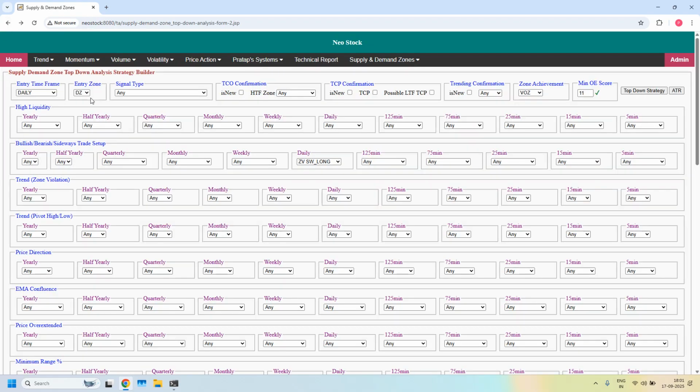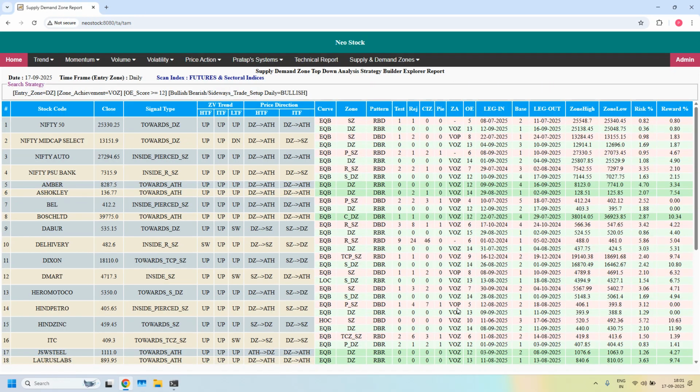Next, sideways short trade setup or daily supply zone. Sideways short, no stocks. Next, bullish trade setup, daily demand zone. Here bullish, minimum odd enhancer score 12. And you got a total 31 stocks supporting bullish trade setup for monthly income trade, and all the entry time frame zones are daily demand zones. So first 18 stocks in the list. Even Nifty 50, Nifty mid cap select also supporting bullish trade setup.